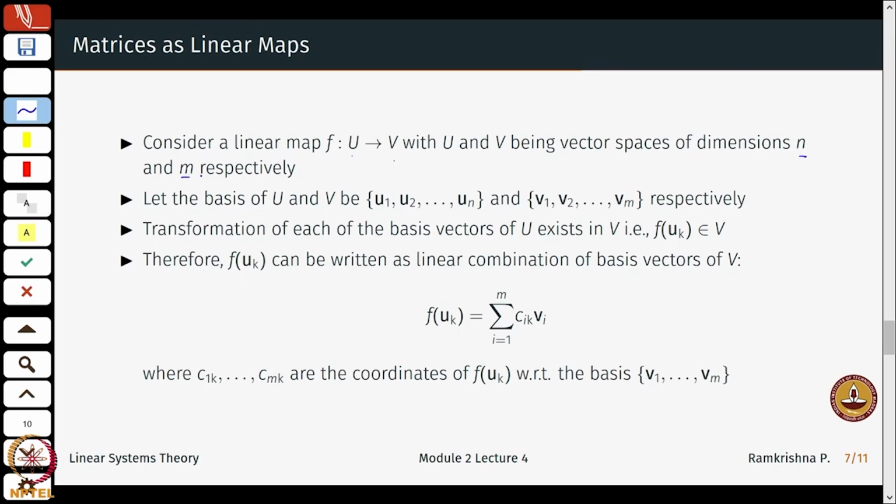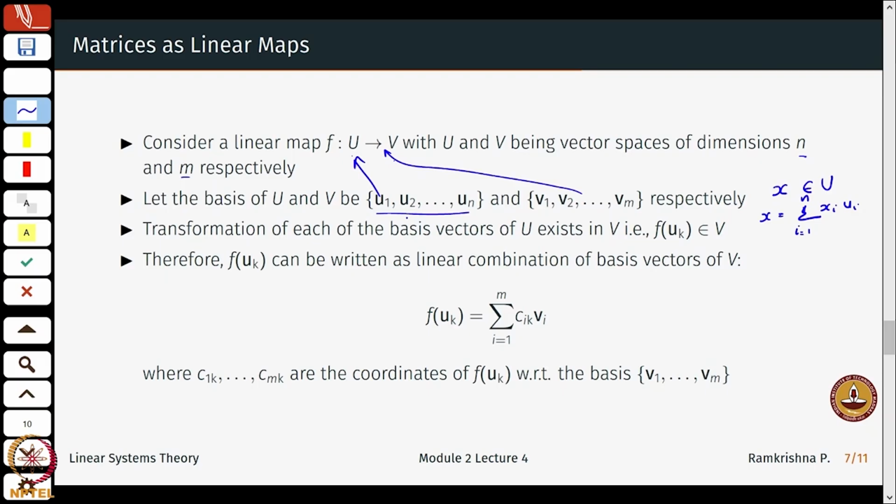Each space is equipped with a basis. The basis need not be unique, but just assume that there is a set of bases u1 till un which belongs to u, and v1 till vm which belongs to v. Okay. So, any element x belonging to u can be written as x equals summation i equal to 1 to n of xi ui, just from the definition of the basis.